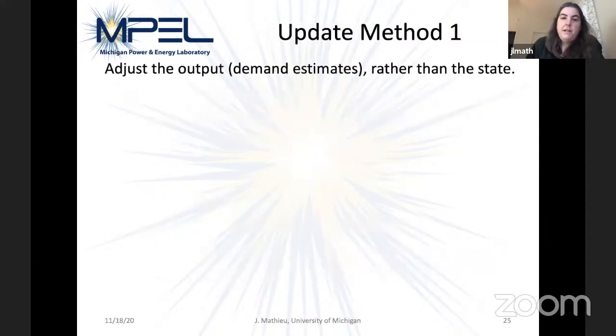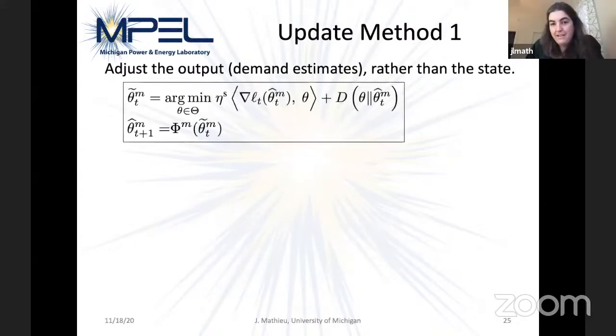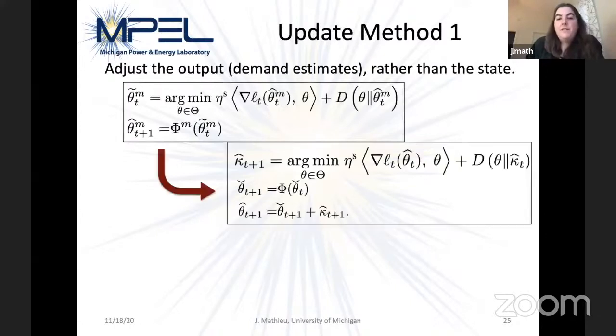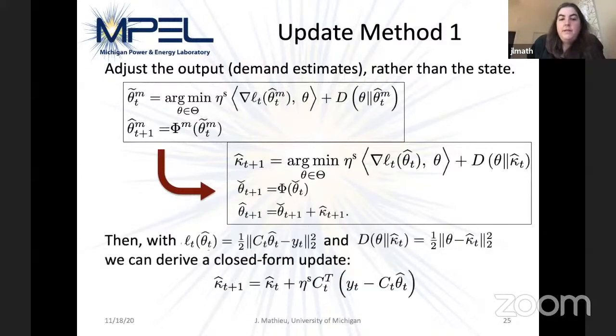But update method 1, because we're adjusting the output estimates based on the model predictions instead of the state estimates, what we have to end up doing is rewriting the algorithm to look like this, where basically it allows us to derive this closed form update equation to be able to update the output as opposed to the state within the equation. So I won't go into too many details here, but the details are in the paper and they show kind of how we have to apply these sorts of things.